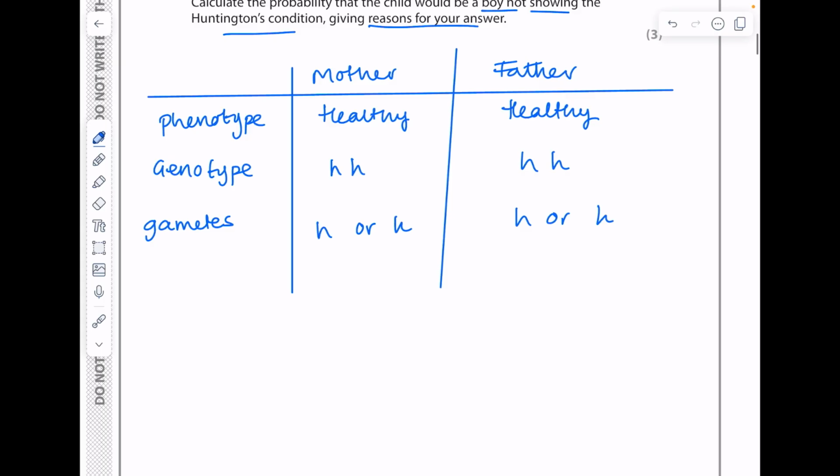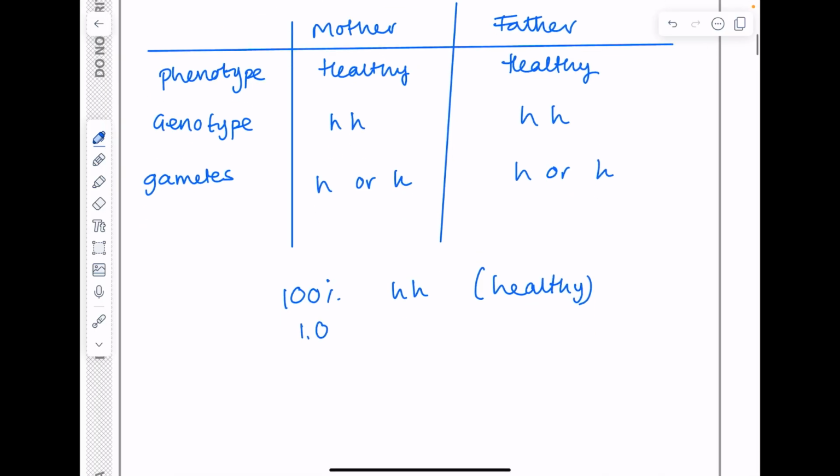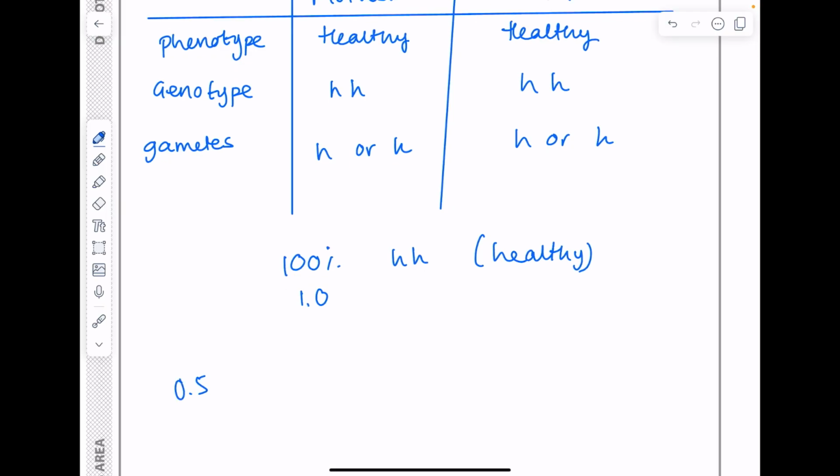We don't even really need to do a Punnett square because we can see that there'll be 100% this, which is healthy, which in probability terms means a 1.0. And then this thing about having a boy, remember there's a 0.5 chance of having a boy, 0.5 chance of having a girl. So because it's probability and you need both to be true, that they're healthy and a boy, you multiply the two together based on maths probability, and the answer here is 0.5.